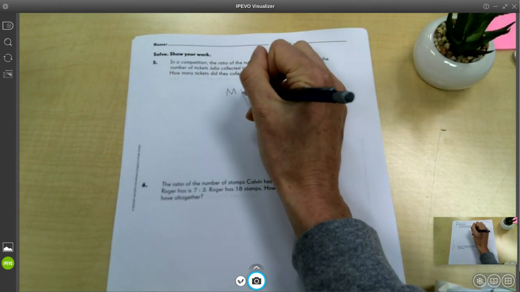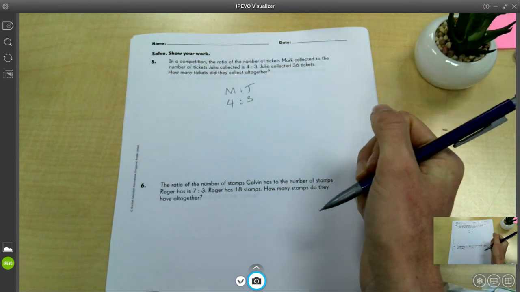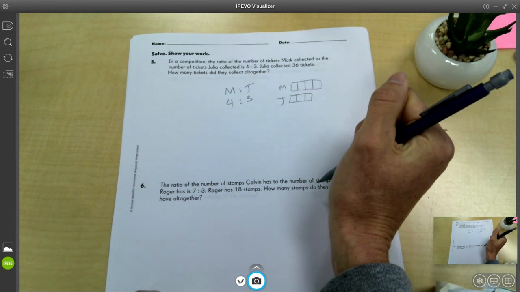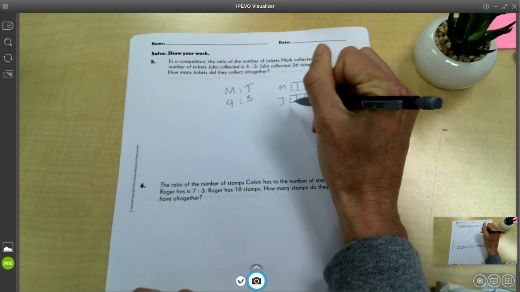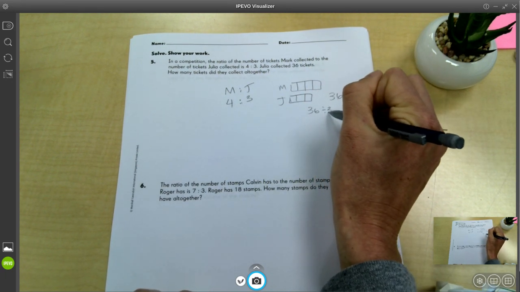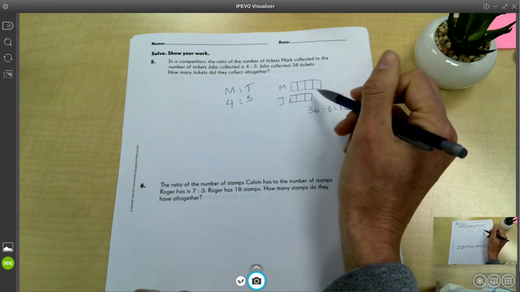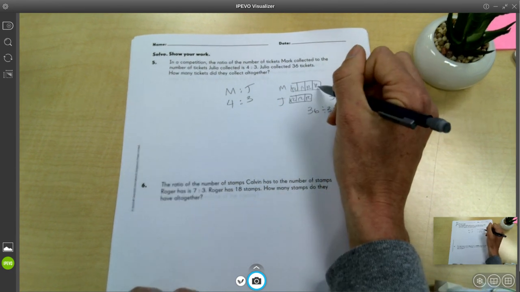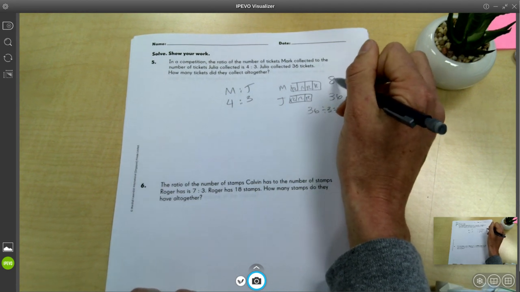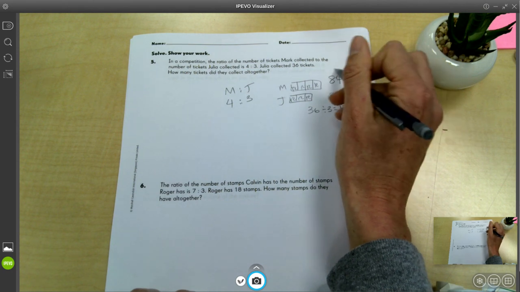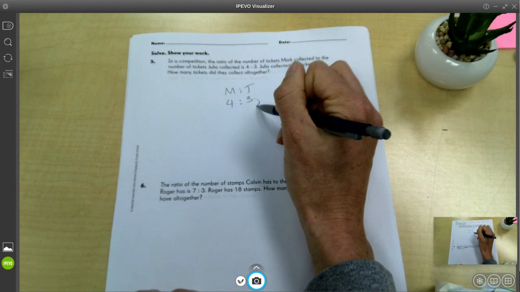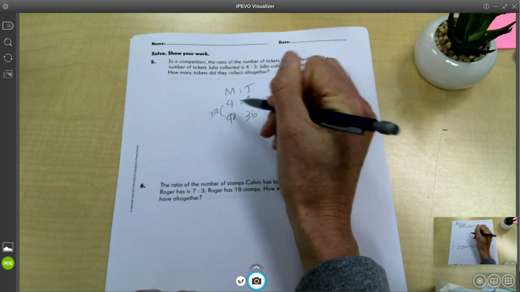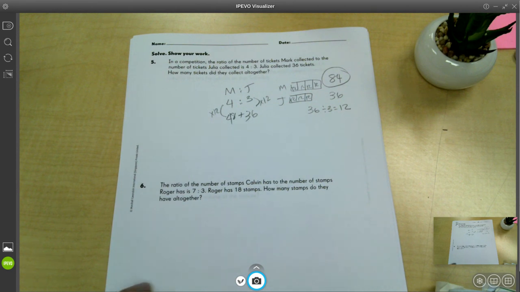Well, I'm going to do Mark to Julia, 4 to 3. Now I can think of this 2 ways. I can do Mark has 1, 2, 3, 4 to Julia's 1, 2, 3. Julia collected 36 over 3 units, so 36 divided by 3 is 12. Each of these boxes has 12 in it. 12, 12, 12, 12. So 12 times 7 is 84 tickets all together. Or I could think of it as this: 3 to 36 is times 12. That means on this side I must multiply by 12 and I get 48, and then add those two together, and I will get 84. Cool, man.